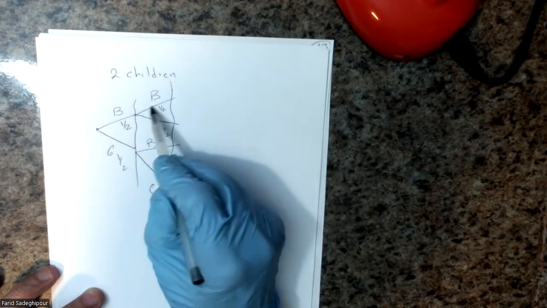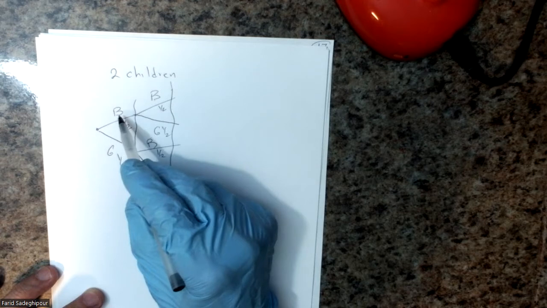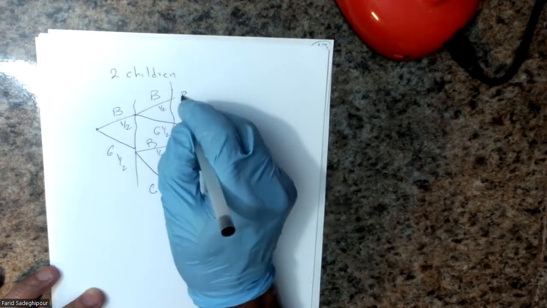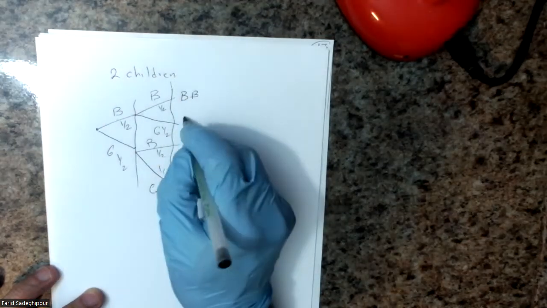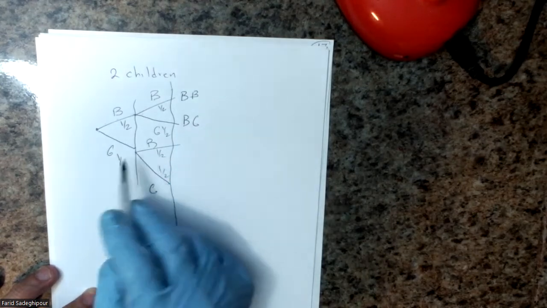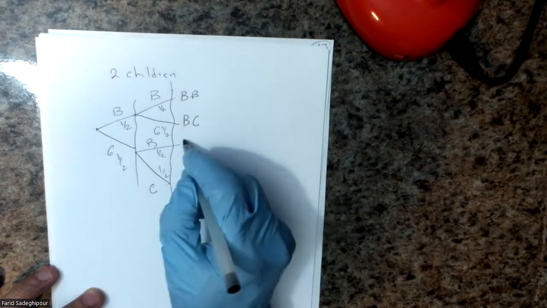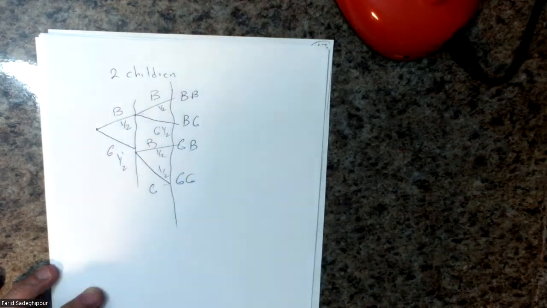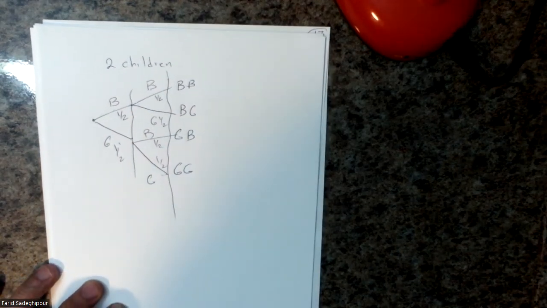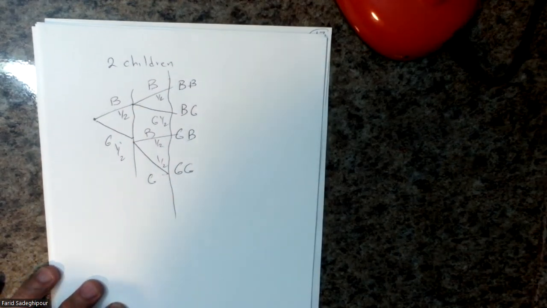So what are all the possibilities of 2 babies? You go through the branches of the tree. It could be boy, boy, both of them boys, or the first one is a boy and the second one is a girl, or the first one is a girl and the second one is a boy, or both are girls. These are all the possibilities if a couple has 2 babies.